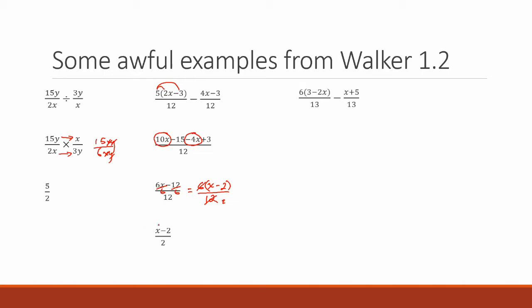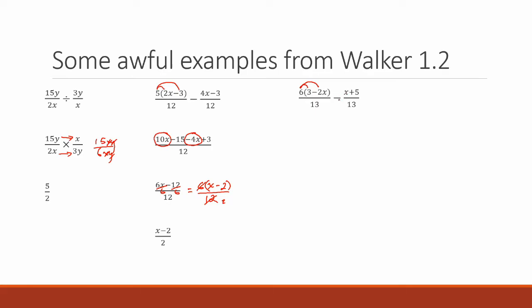Okay, this is a very similar one. However, we just got some more sign flipping going on here. So first we'll expand our brackets. So 6 times 3 is 18. 6 times negative 2x is negative 12x. Okay, that will be what I see on this side.